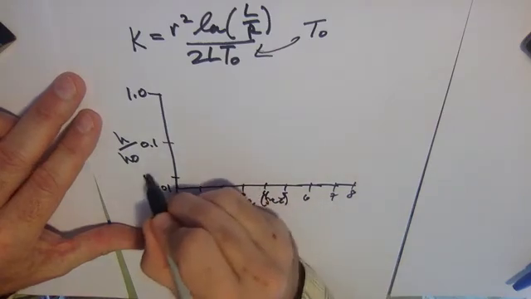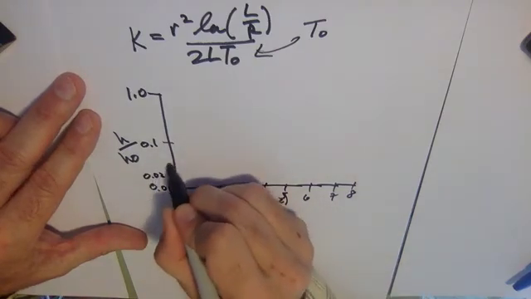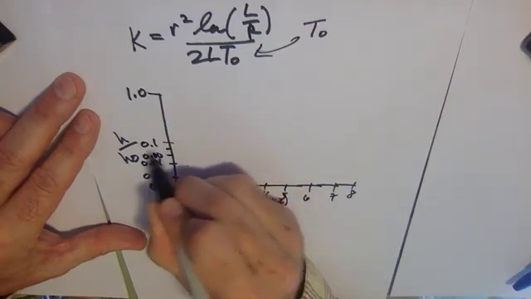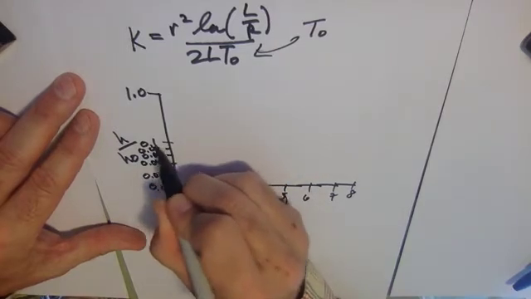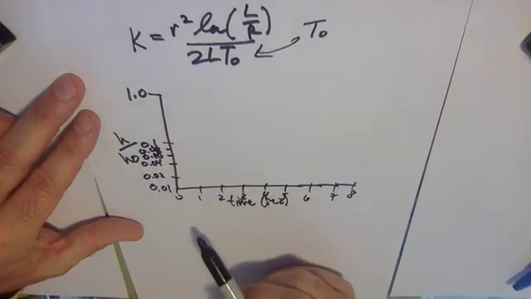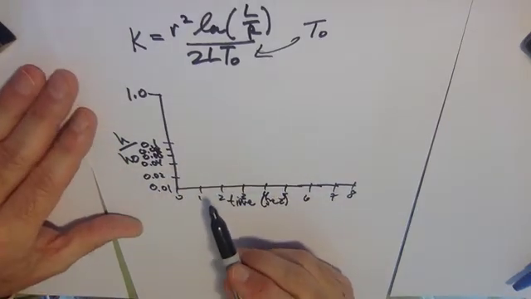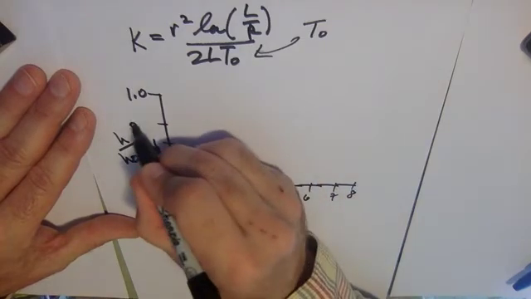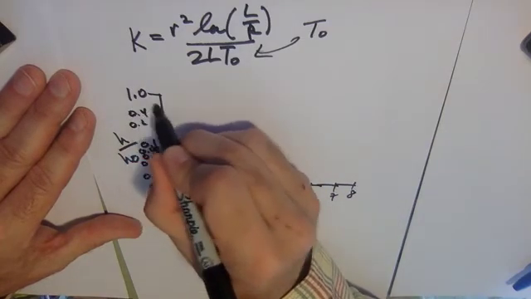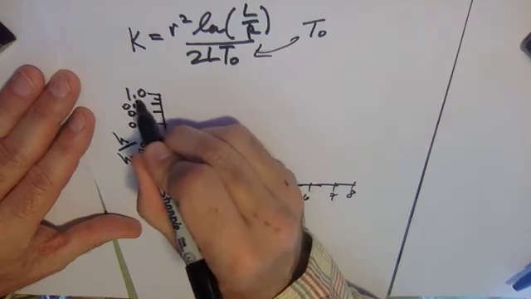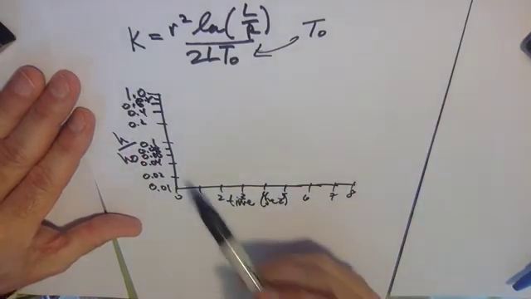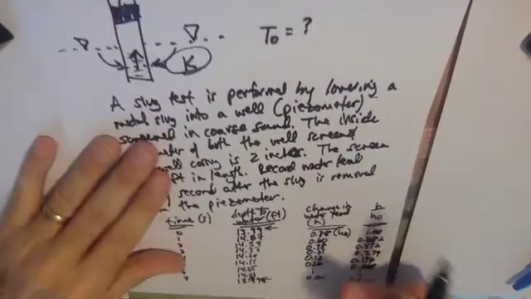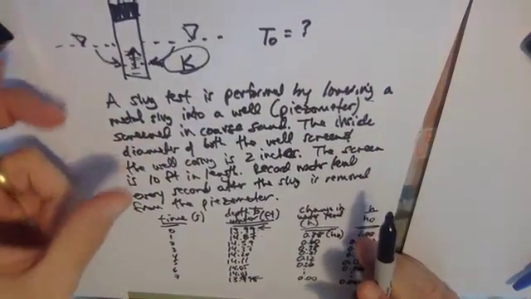So this would be 0.02, 0.04, 0.06, 0.08. And I'll give you this graph so you don't have to worry about it. And then this would be 0.2, 0.4, 0.6, 0.8, and so forth. And you just plot the numbers that we calculated here on this graph.